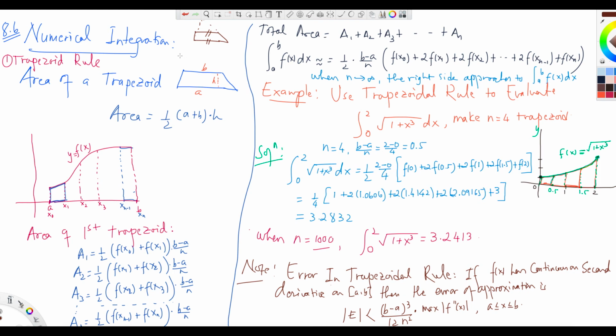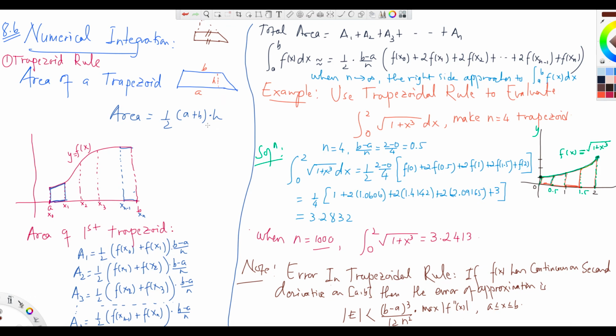How do I find the area of a trapezoid? This is the formula. It is 1/2 of the sum of the parallel sides. You see that? These two sides are parallel, right? So it is 1/2 times the sum of the parallel sides times the distance between the parallel sides, which I denote by h. So the area of the trapezoid is 1/2 the sum of the parallel sides times the distance between them, denoted here by h.